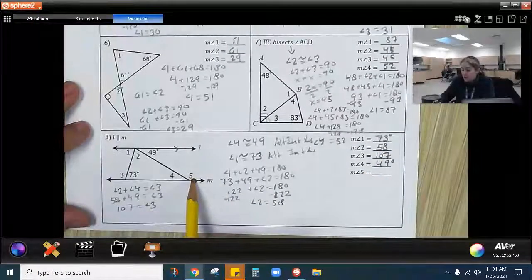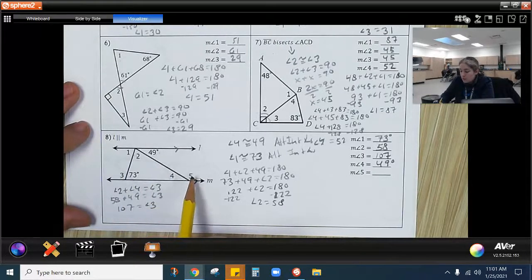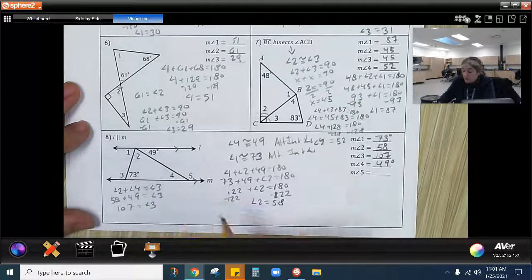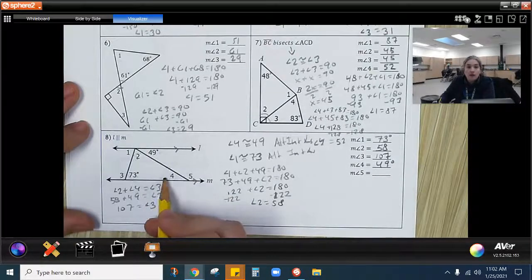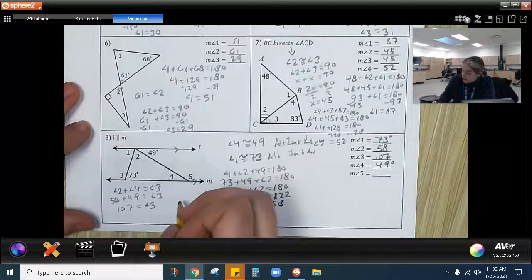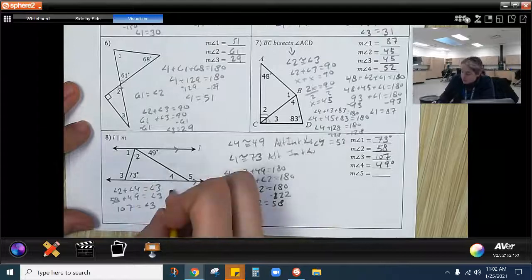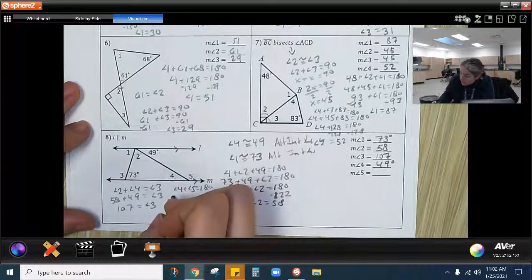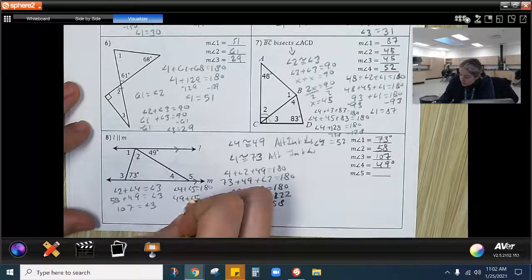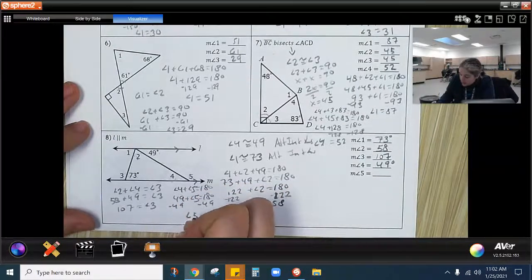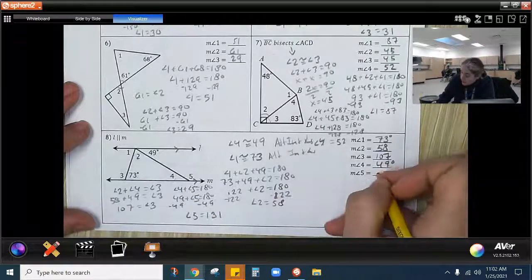And then angle 5. Angle 5 is actually exterior to this triangle as well. So angle 5 should be equal to angle 2 plus the 73 degrees. The other thing is, it's supplementary to angle 4, so you can do it either way. Since we just did an exterior angle, I'm going to choose to do the supplementary. So angle 4 plus angle 5 equals 180. Angle 4 we said was 49. So if I subtract 49 on both sides, we get that angle 5 is equal to 131.